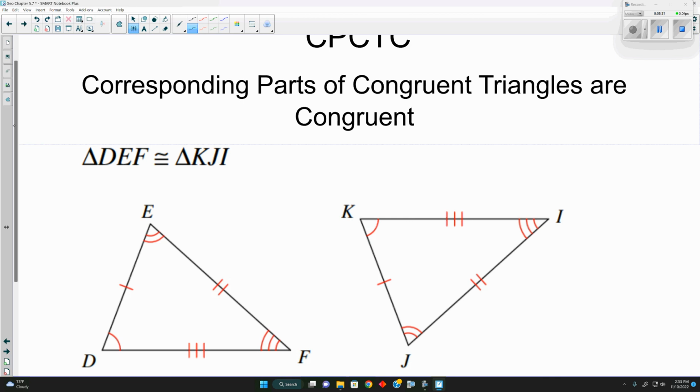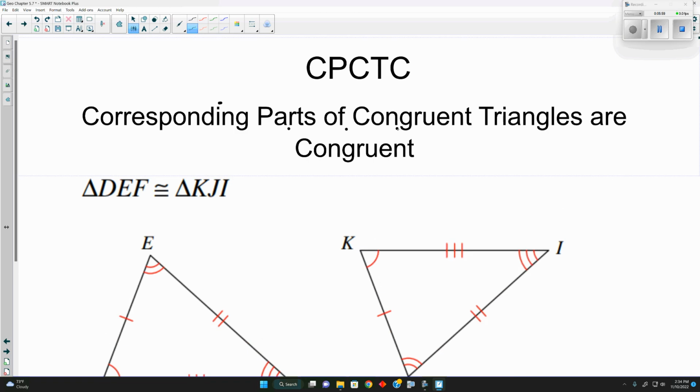So now, looking at this here, what we're talking about today is CPCTC: corresponding parts of congruent triangles are congruent. So if we can show that two triangles are congruent by side, side, side; side, angle, side; or angle, angle, side, because we do have those three pieces of information to say they're congruent, we can then say the rest of the corresponding parts are congruent by corresponding parts of congruent triangles are congruent.